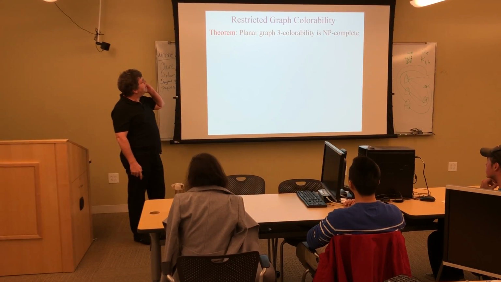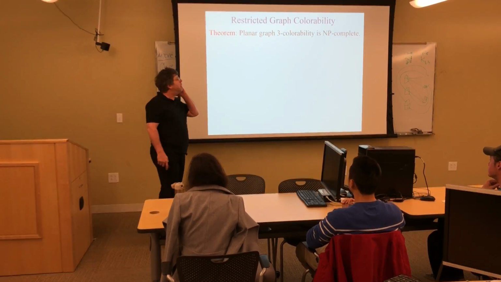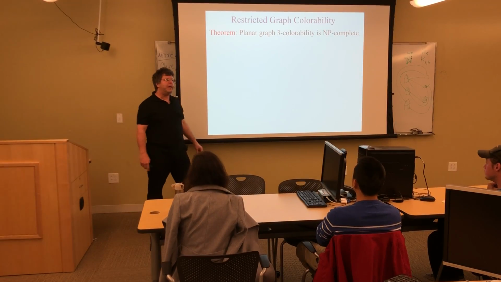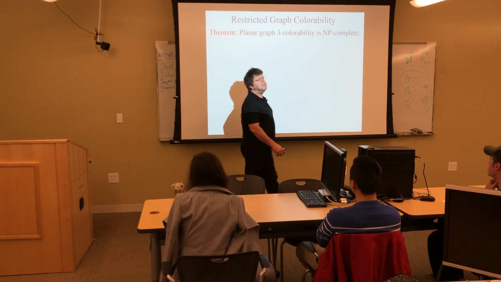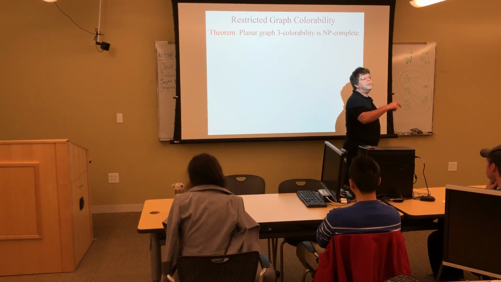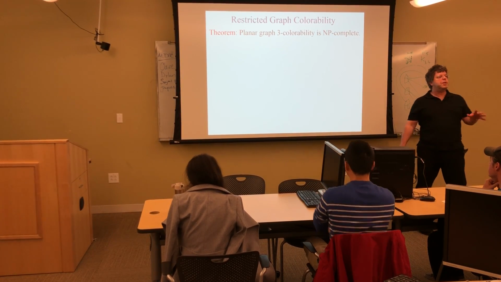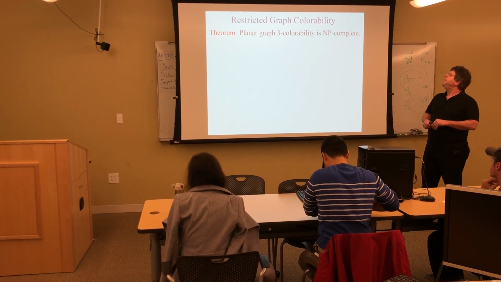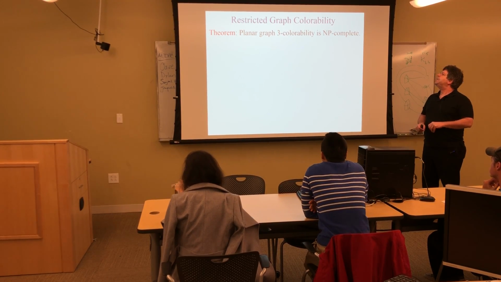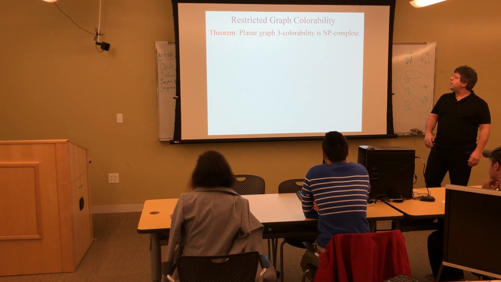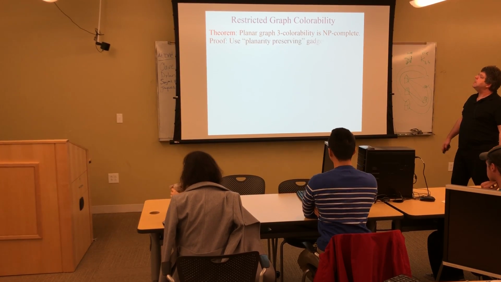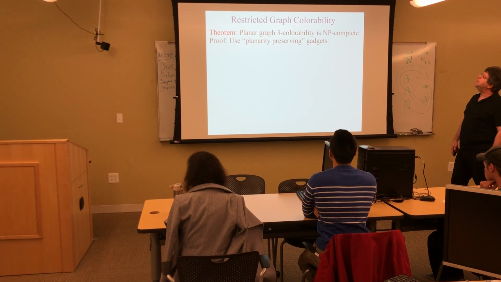So it turns out planar graph 3 colorability is still NP-complete, even though it's a very specific restricted class of graphs. Most graphs are not planar, simply because planar graphs have a linear number of edges, at most 3 times the number of nodes. And most graphs can have up to a quadratic number of edges in general, so it's a very small class of graphs, but it's still NP-complete to try to 3 color them.